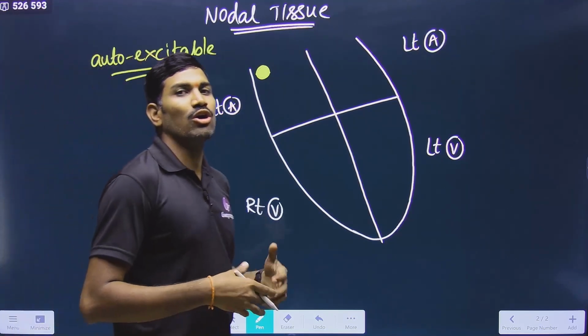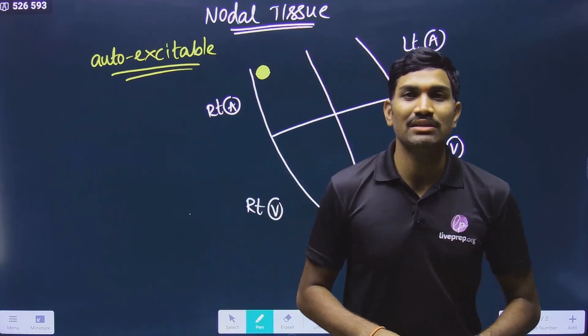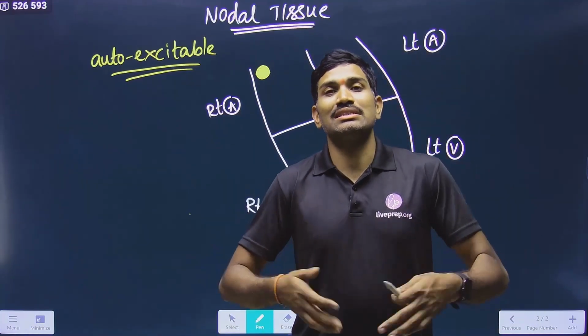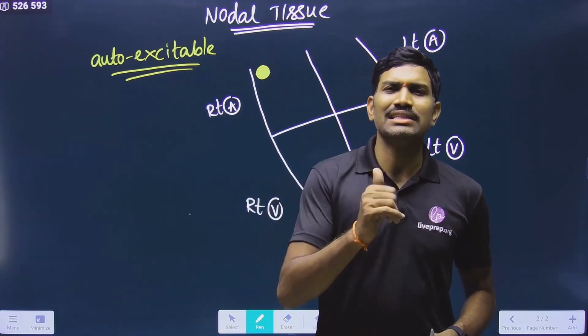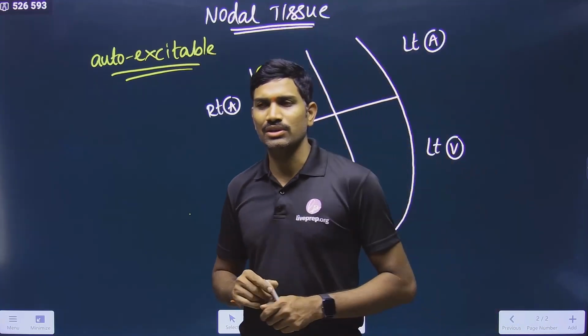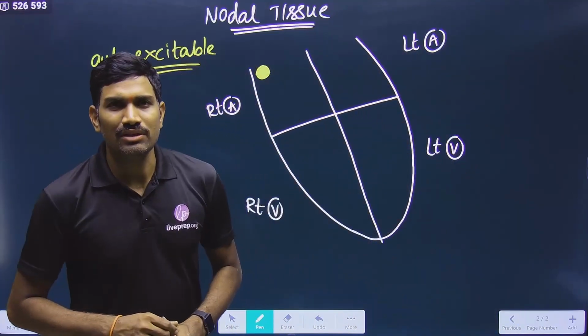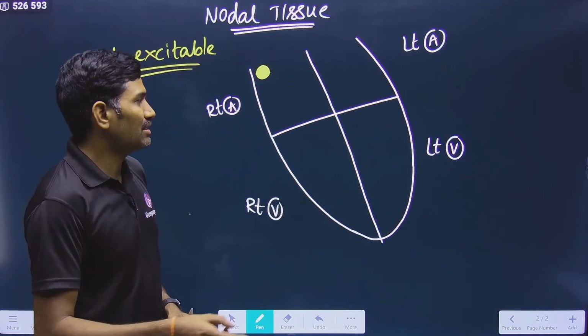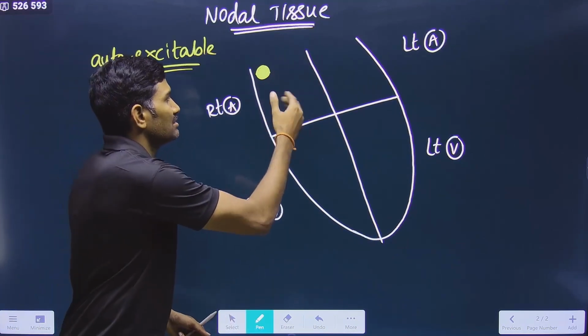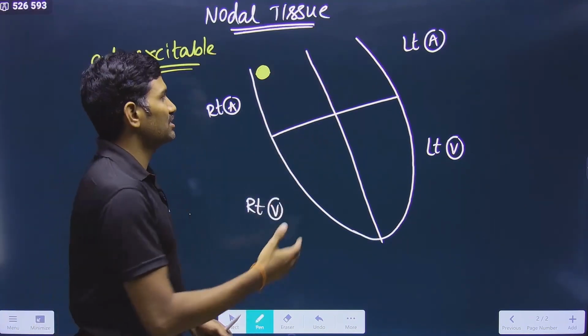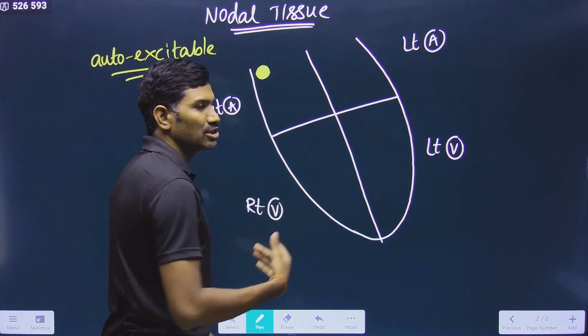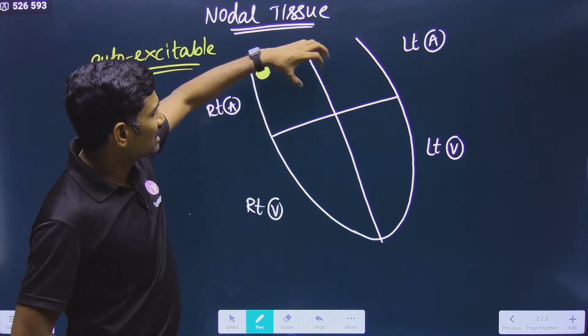What is the meaning of auto-excitable or self-excitable? They themselves can generate the action potential. And why is this action potential required? This is the first important point. The action potential is required for muscle contraction. Muscular tissue is present, no? The atria are present and the ventricles are present. So now they have to undergo contraction.